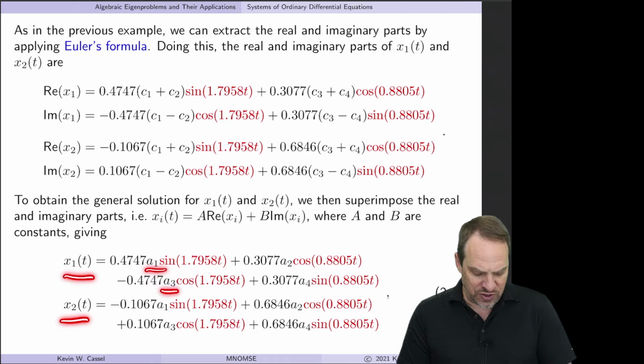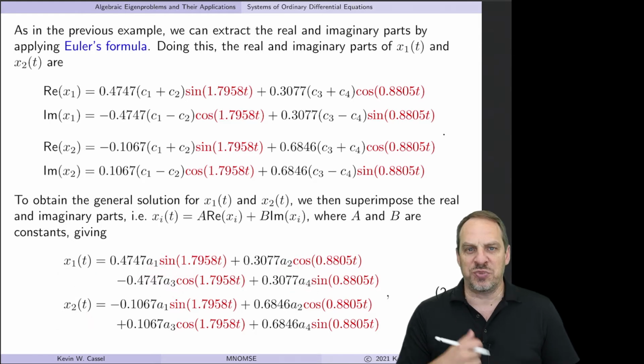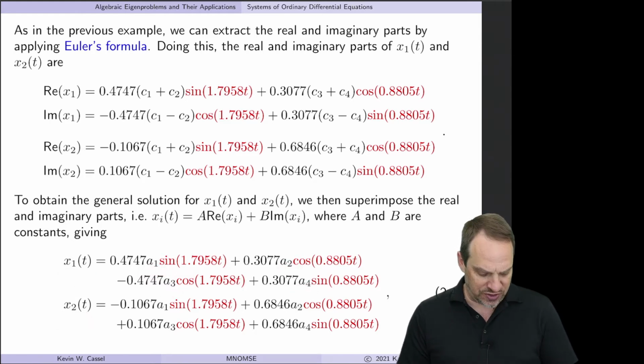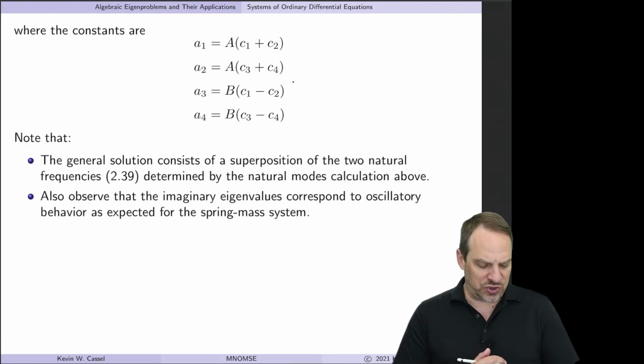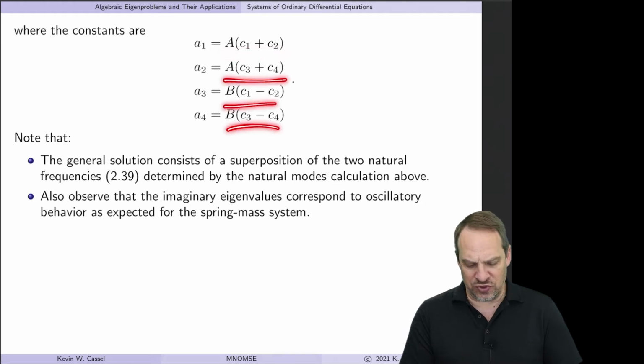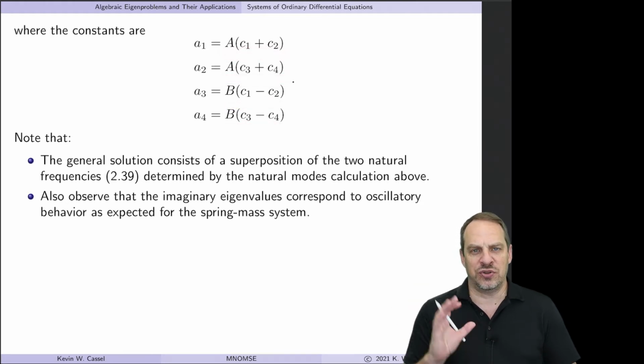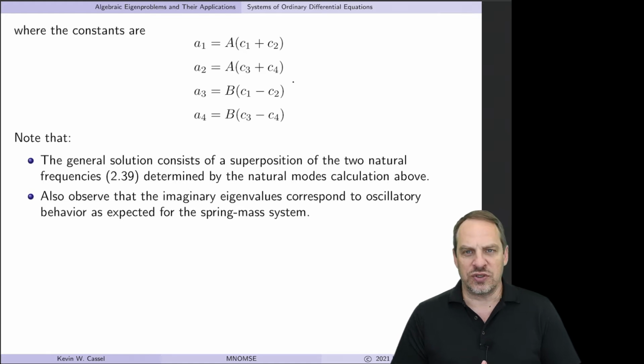We still have some constants in here, and that's because we haven't introduced the initial conditions yet. You'll notice I did a little sleight of hand with switching things around with the constants. So the little a1 through a4 are really capital A times c1 plus c2 and so forth. So I'm just combining all these constants into a set of 4 constants just to keep things a little bit more manageable.